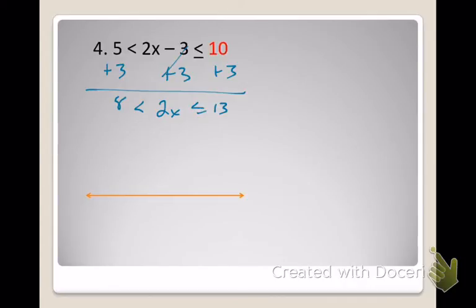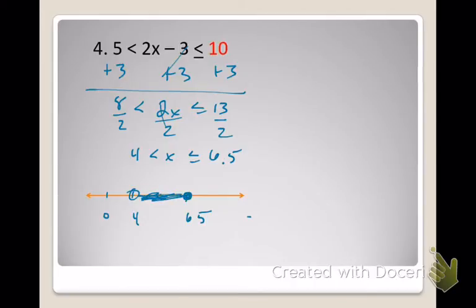To isolate x, we've got to divide by 2, so we're going to divide everything by 2. So we're left with x. So now our solutions are greater than 4 and less than or equal to 6.5. So where are those numbers? Well, they're greater than 4, less than or equal to 6.5, and they're right here in the middle. And we're done.